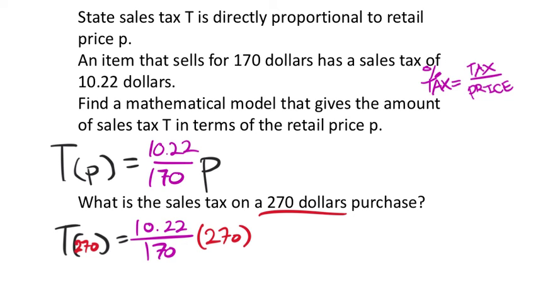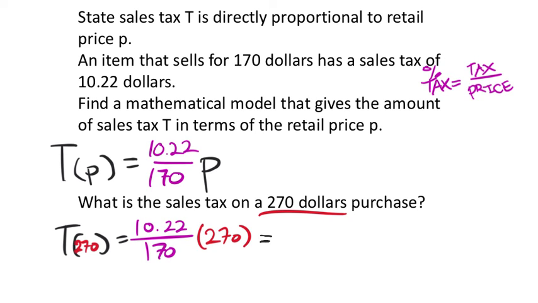By the way, when I put this in the calculator, I got a really ugly decimal. That's why I'm using that as a fraction. But 10.22 over 170, 270. Almost used the original number there, didn't I? 270 now. No, it's this 170. I take back everything I just said. Now multiply that by 270. Enter, and we get another ugly decimal.